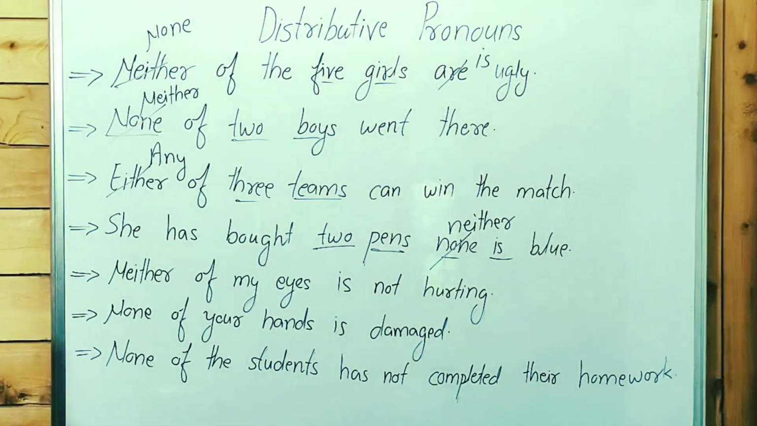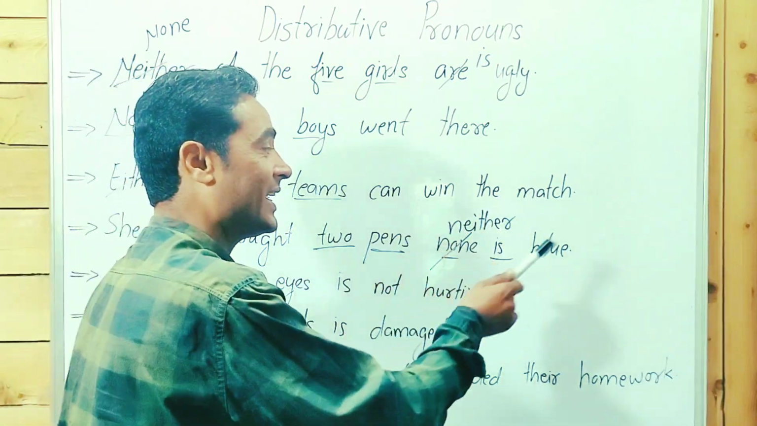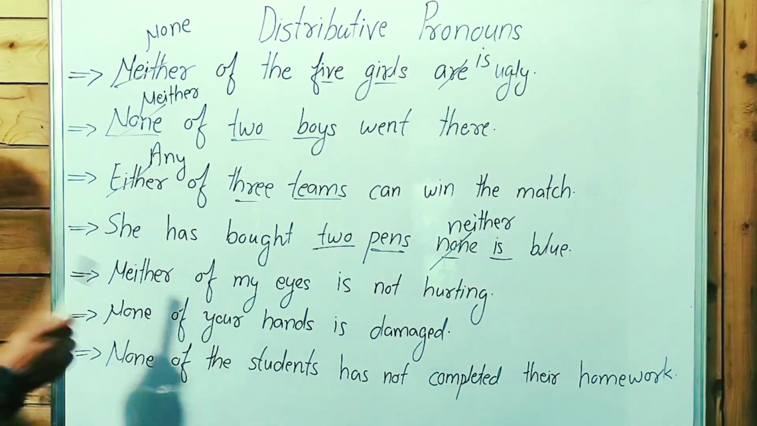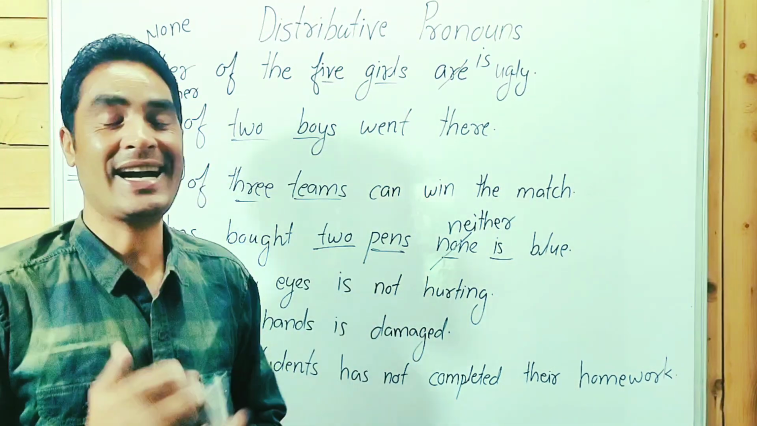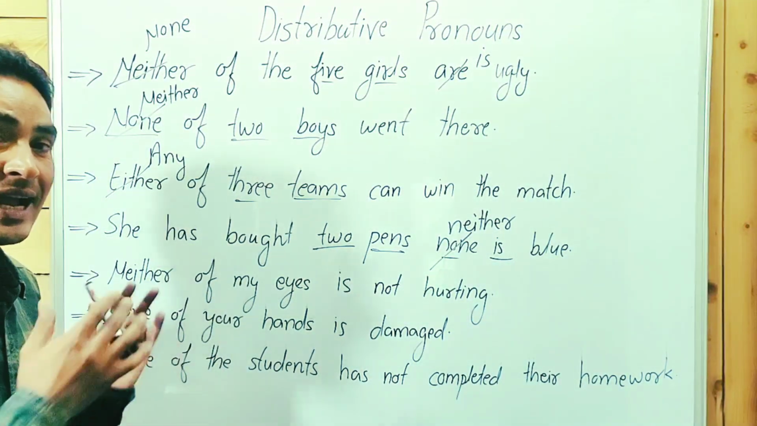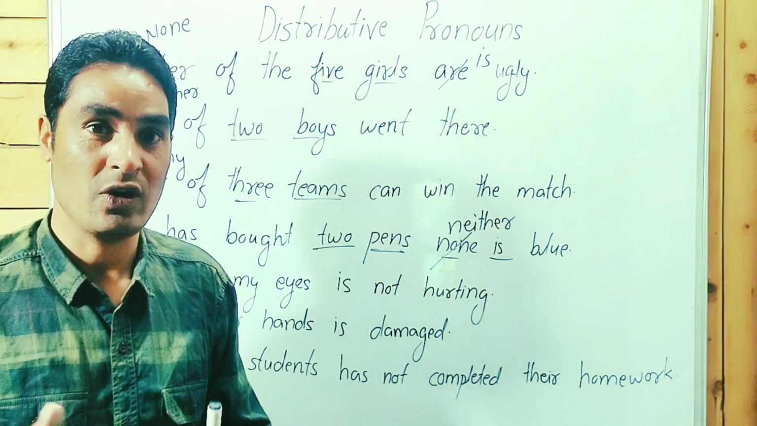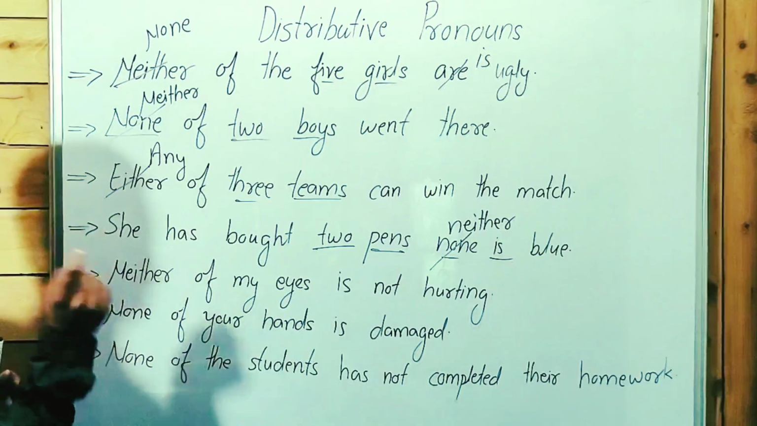None is blue. She has bought 2 pens. Neither is blue. Not none is blue. Neither of my eyes is not hurting. Guys, point to be noted: neither stands for 0 out of 2. We have 2 eyes. In this case, neither is a correct distributive pronoun.